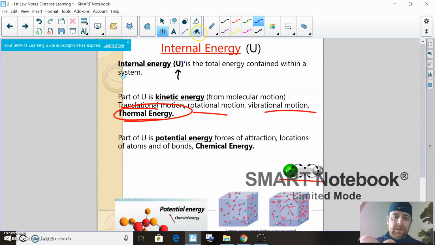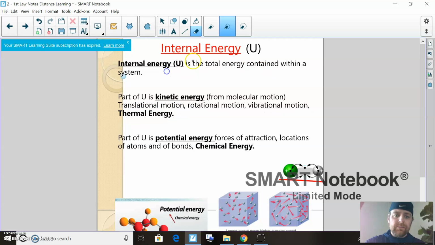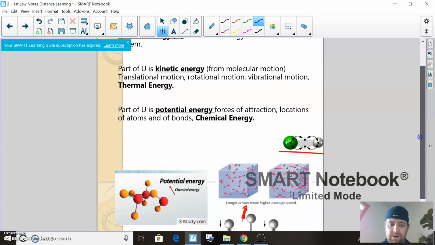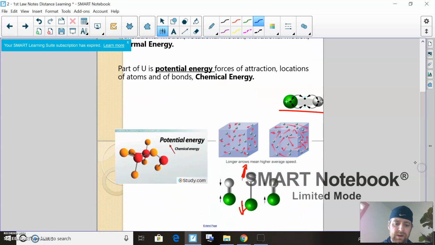All right, so the definition for internal energy is this, U. Internal energy is the total energy contained in the system. Part of U is kinetic energy: translational, rotational, vibrational, and thermal. Part of U is potential, and so it's a very broad term. You can have molecules moving, bonds stretching and moving, that's a type of energy. Breaking bonds and moving things, that's chemical energy.